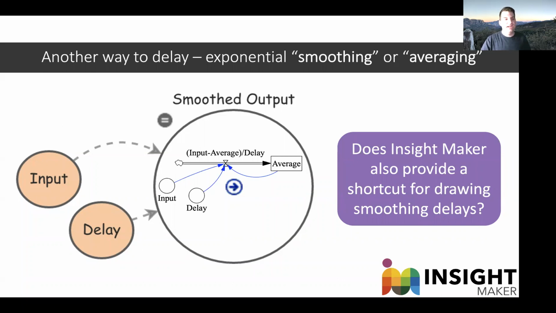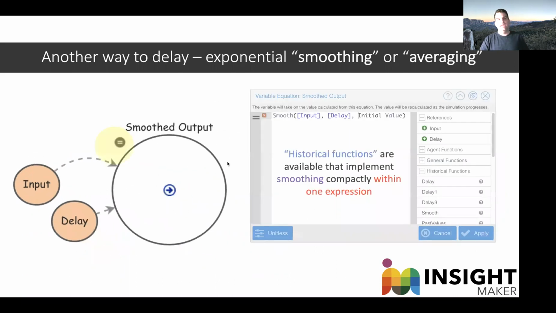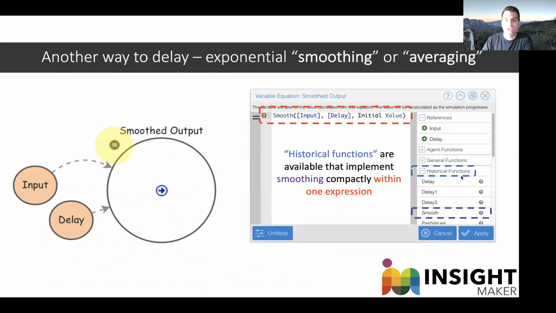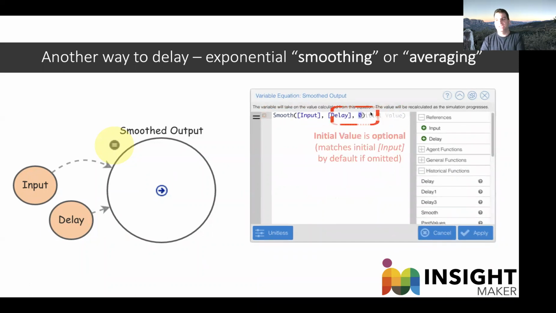If you were to draw a variable that you wanted to implement a smoothing delay inside, you don't have to do a complicated stock and flow. What you can do is you go into Vensim's historical functions, and they have a smooth, just like Vensim has a smooth, and it has a similar syntax where it's just the thing that you want to use as your input, the time constant that you want for this smoothing delay, and then this initial value. And the initial value is optional, and it again matches the initial value of the input if it's omitted.